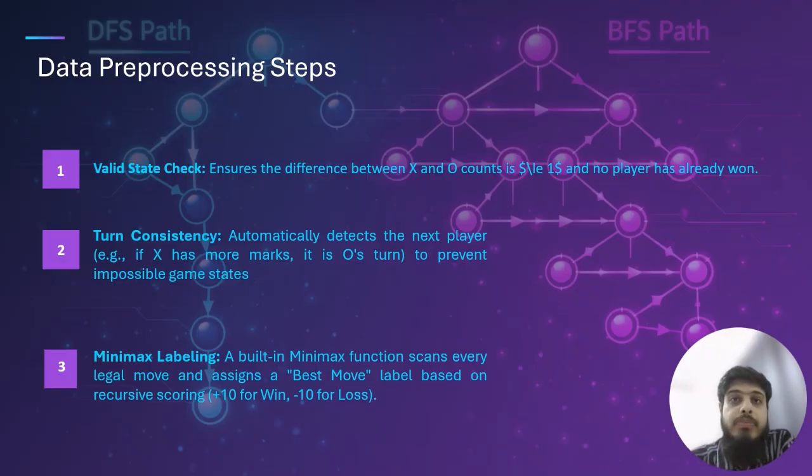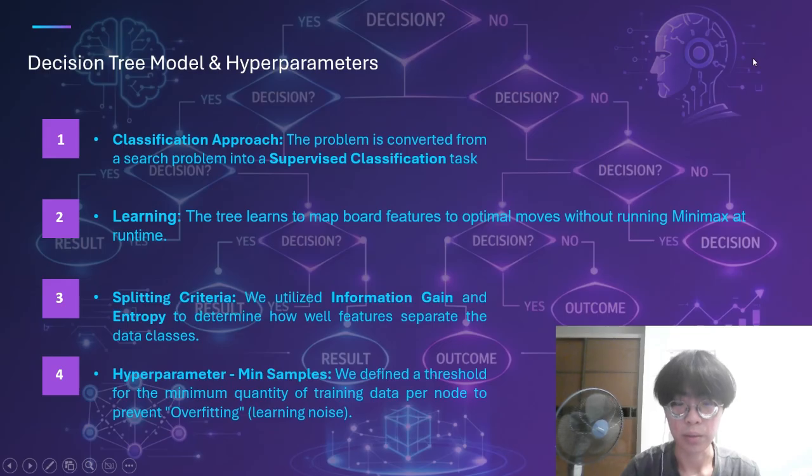Thank you very much. Hi, I'm Xavier, and right now I'm going to talk about the decision tree model and hyperparameters. First, the classification approach. We transform the problem from a search-based task into a supervised classification problem. Each board state is treated as input, and the output is the optimal move. This allows the system to make decisions instantly, without running Minimax during gameplay.